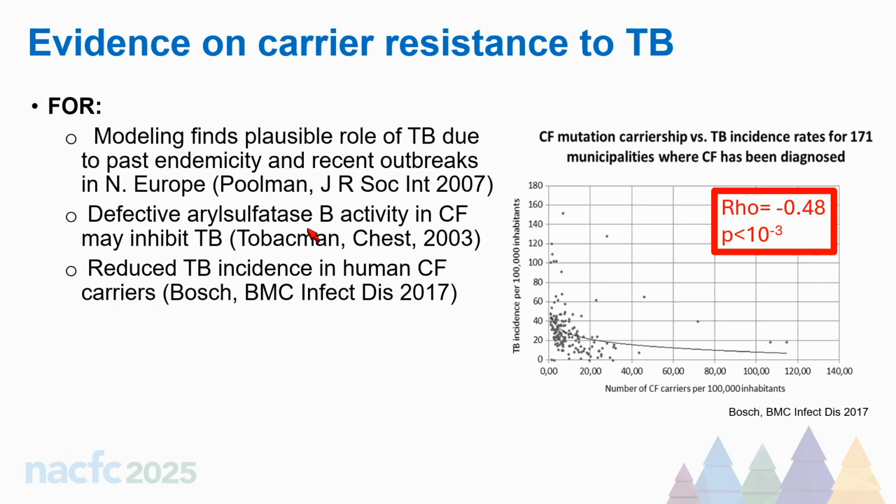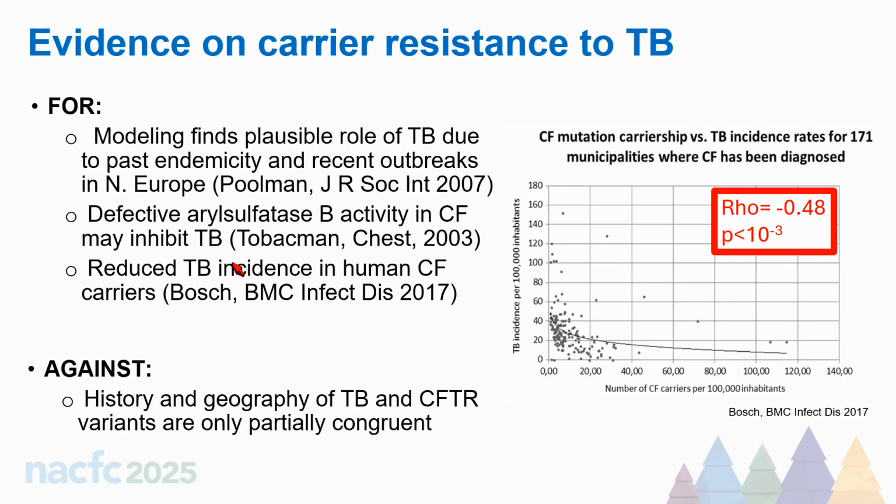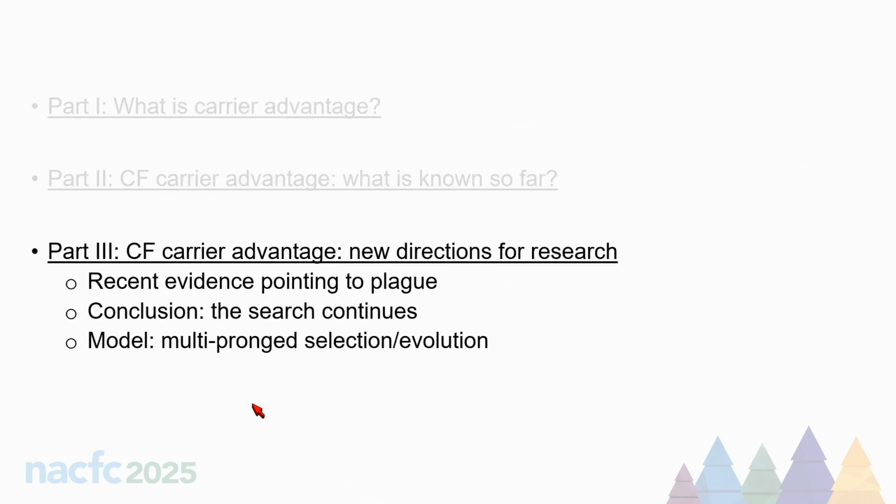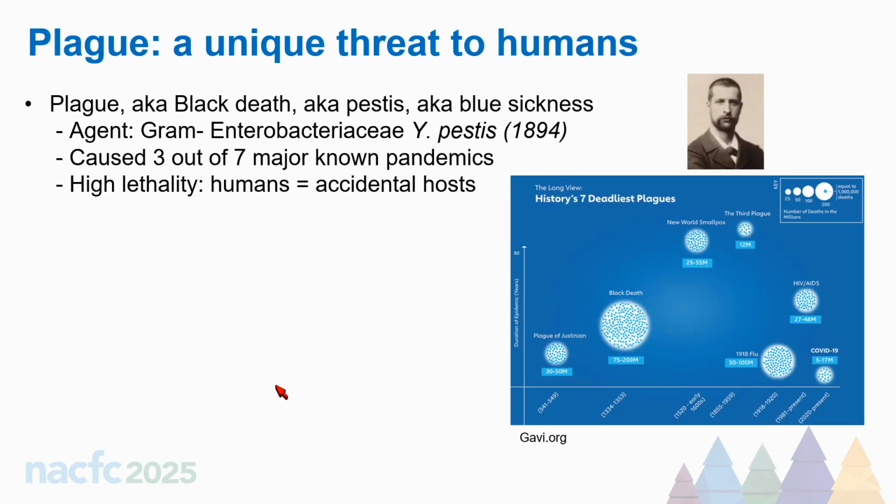And then a European-Brazilian study in 2017 looked at different municipalities in Brazil where TB is endemic. And they looked at potential negative correlation between TB incidence and the frequency of carriers. Again, history and geography of TB and CFTR variants are better in terms of congruency than with cholera, but not fully. So where does that leave us?